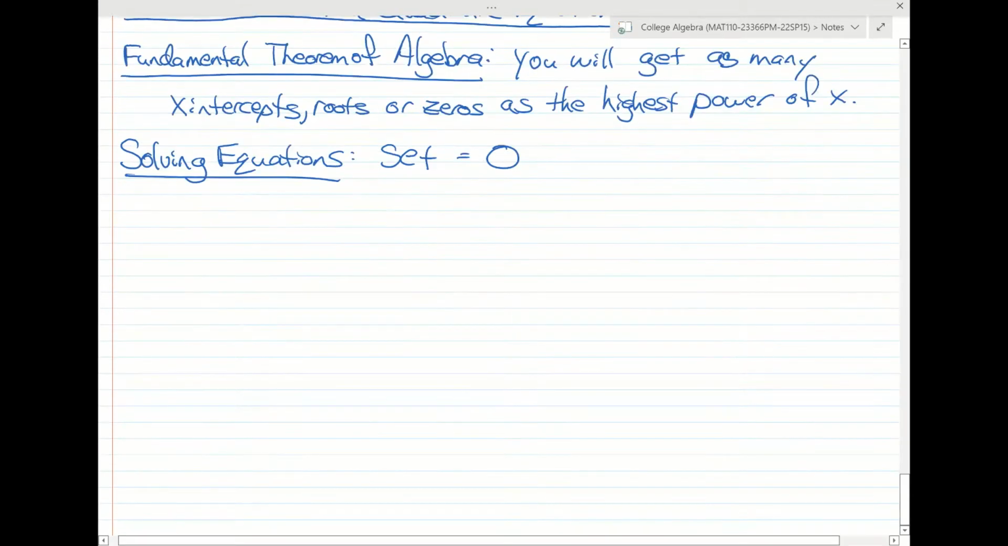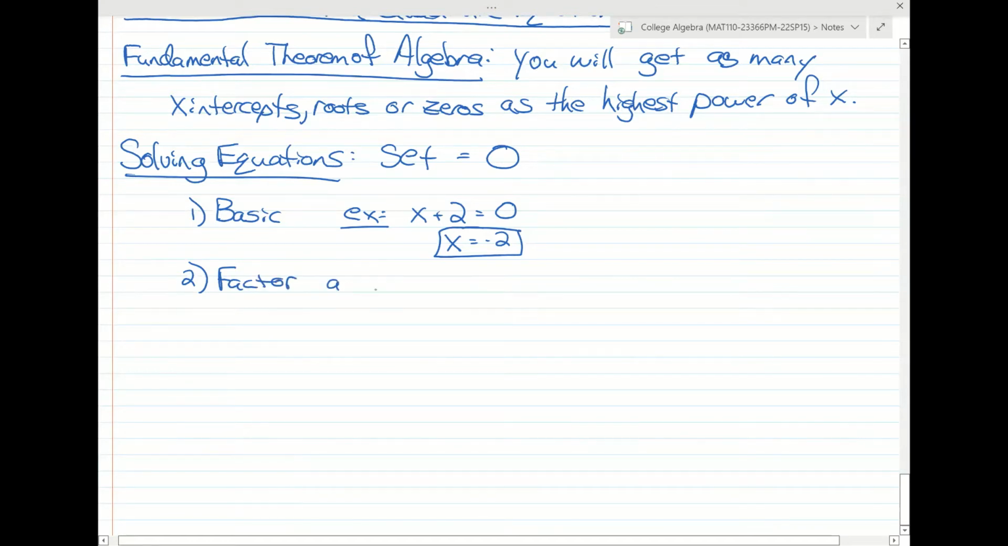So let's go ahead and talk about solving equations a little bit. When we're solving equations, generally, first thing we try for is if they're basic, we just go ahead and do it. Like if it was x plus 2 equals 0, we don't have to do anything complicated. You just bring the 2 over and you get x is equal to -2. That's fine. But if you have a power higher than 1, like if it's quadratic, then you would factor and set the factors equal to 0 to solve.